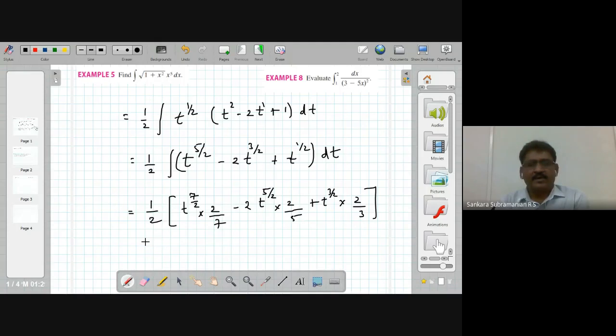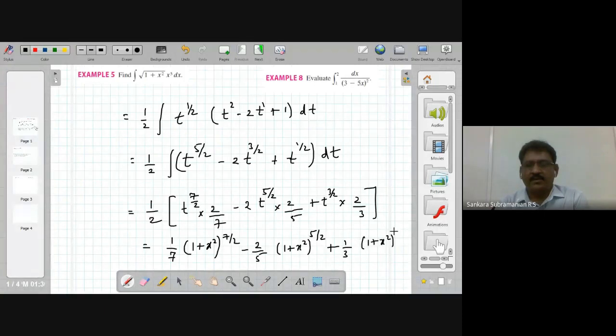So you will be getting this 1 by 2 can be multiplied inside, right? To get this 2 and 2 will get cancelled. So 1 by 7 times of t, which is actually the substitution we have made. Put t equal to 1 plus x square. So this is to the power 7 by 2. And this 2 and this 2 will get cancelled. You get minus 2 by 5, this is 1 plus x square to the power 5 by 2. And again, this 2 and this 2 will get cancelled. You will be getting 1 by 3 times of 1 plus x square to the power 3 by 2, plus a constant of integration.